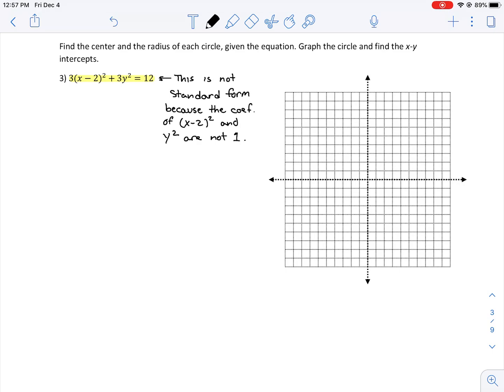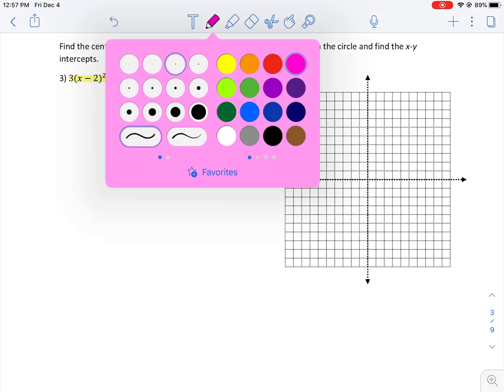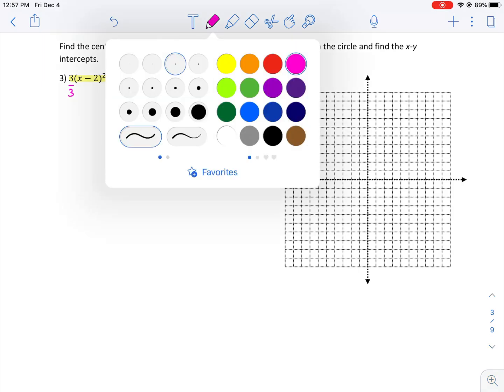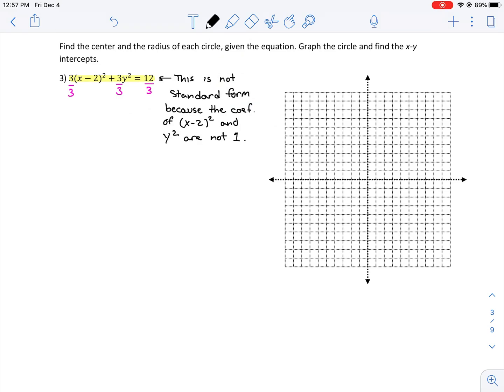So to remedy that, I'm going to divide every term by 3. And the result is the following. It's the quantity x minus 2 all squared plus y squared is equal to 4. This is in standard form.